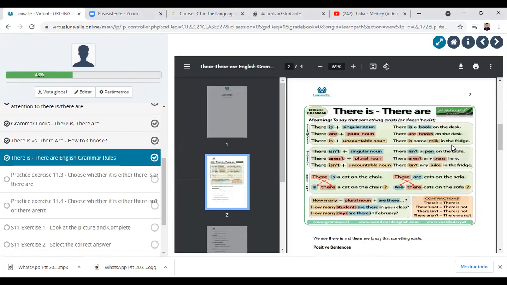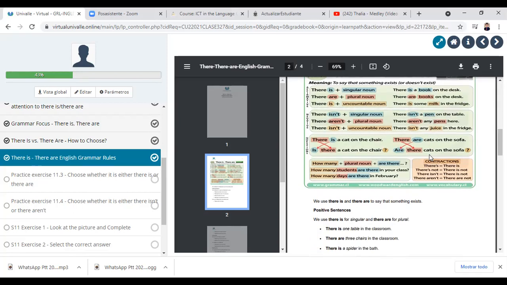And here also there is, there are, English grammar rules. Basically, if you're going to express existence in English, talking in singular, you just need there is plus a singular noun. There are plus a plural noun. There is could also go with an uncountable noun. For example, there is a book on the desk. There are books on the desk. There is some milk in the fridge.